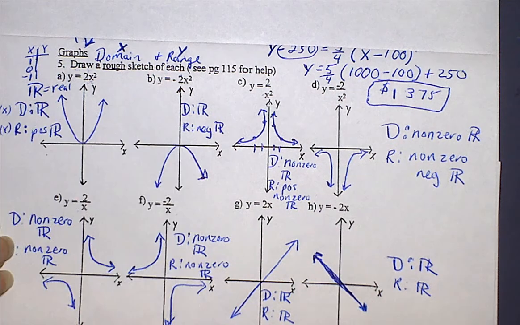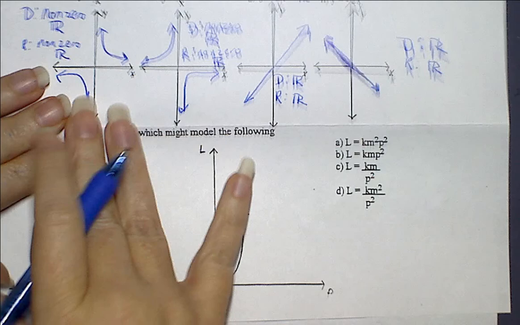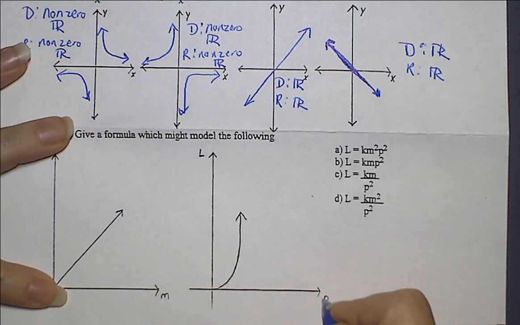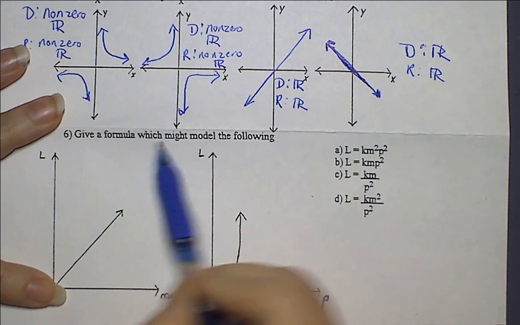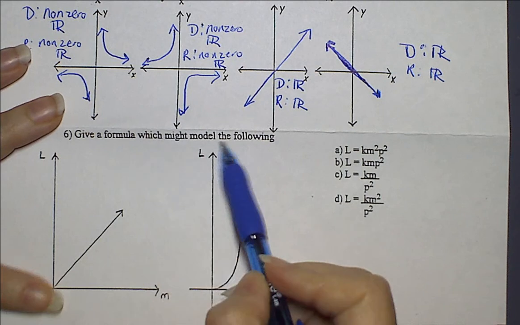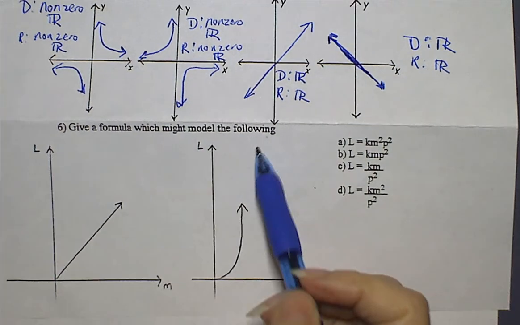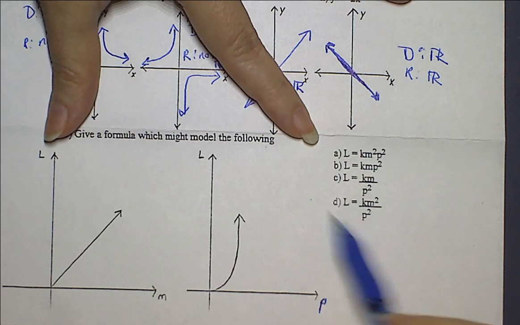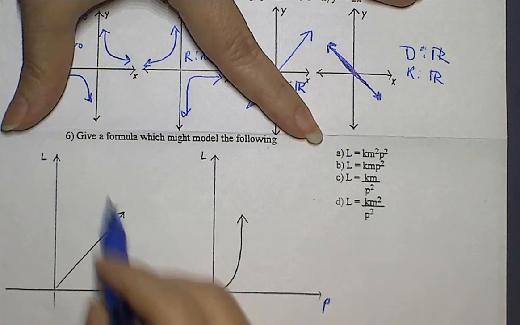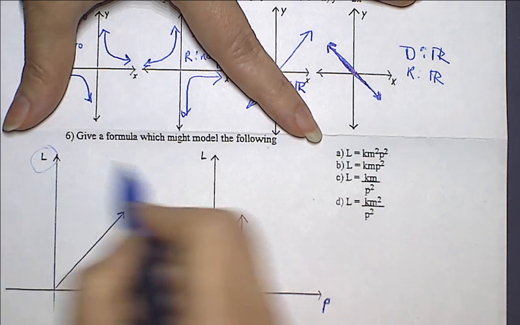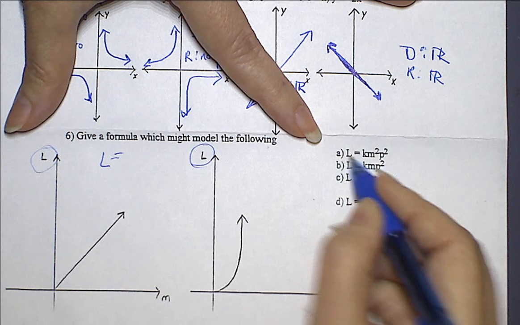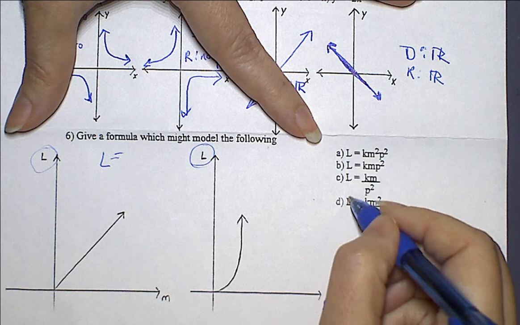Alright, and now I'm going to flip it over so we can have the last part of this page. Now, it says give a formula which might model the following. So the first thing you're doing is looking at both of these graphs and choosing one of these. Remember that this is in my y spot, so it's going to be L equals something. See how all of these ones are L equals? But if they weren't, then you could cross them out. So you want to make sure of that first.